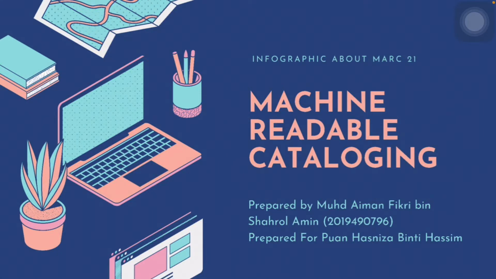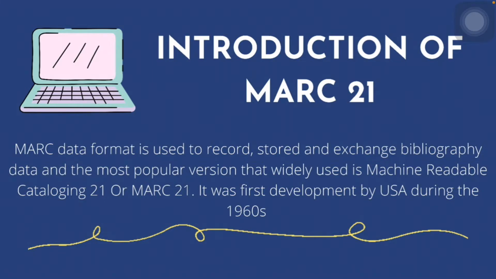I would like to explain about Machine Readable Cataloging. Moving on to the next slide, the introduction. The Machine Readable Cataloging data format is used to record, store, and exchange bibliographic data. The version most commonly used worldwide is MARC 21. The Library of Congress in the USA developed MARC during the 1960s.